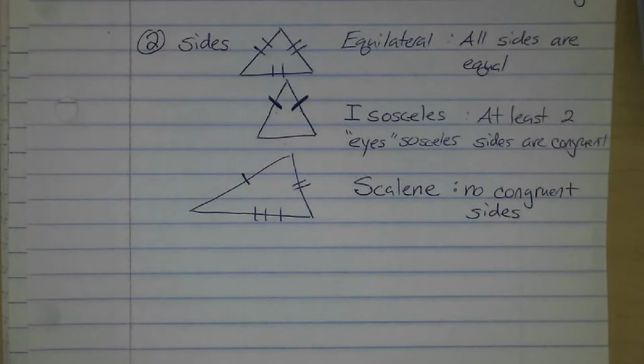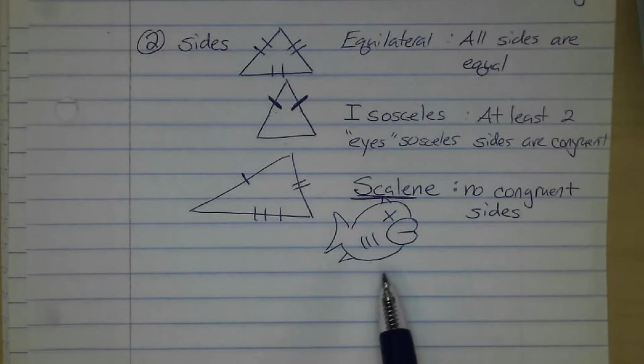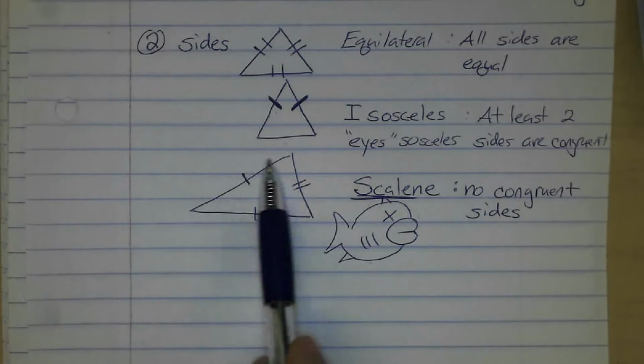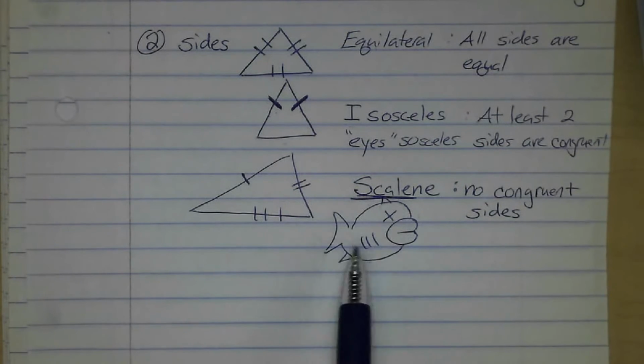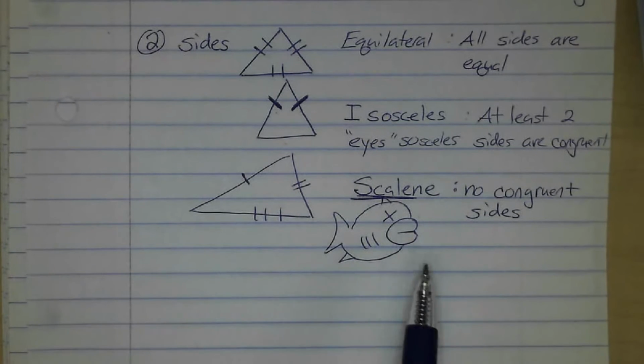Now, a way to remember this is look at the first five letters of the word scalene. What do you get? Scale. And what has scales? Fish. Now, when we look at the fish, the left and right side, not the same. Top and bottom, not the same. All the sides here are different, just like a scalene triangle. Both have scales, different sides, different sides.